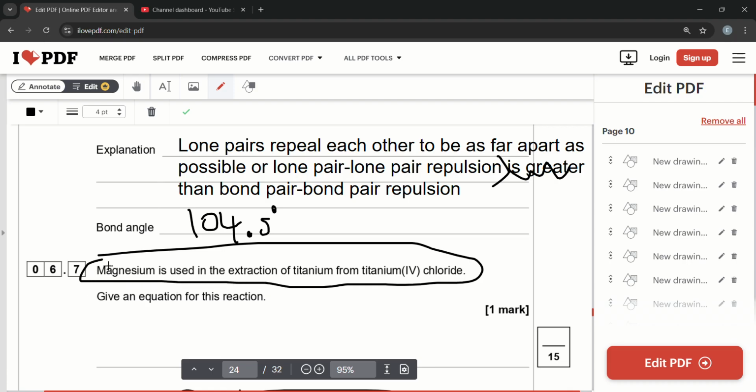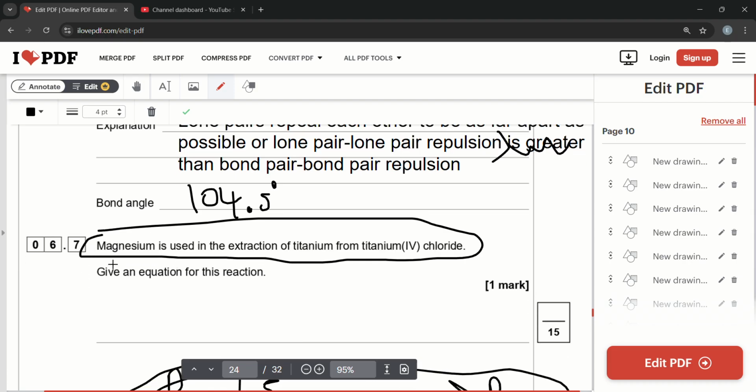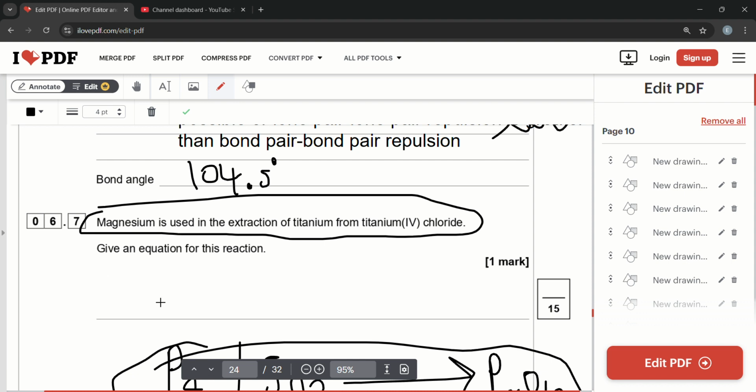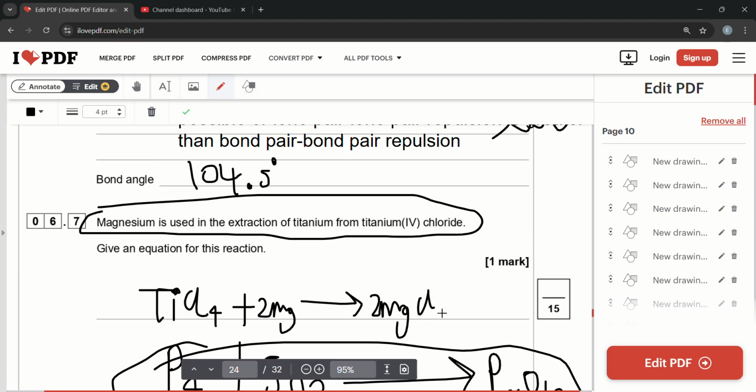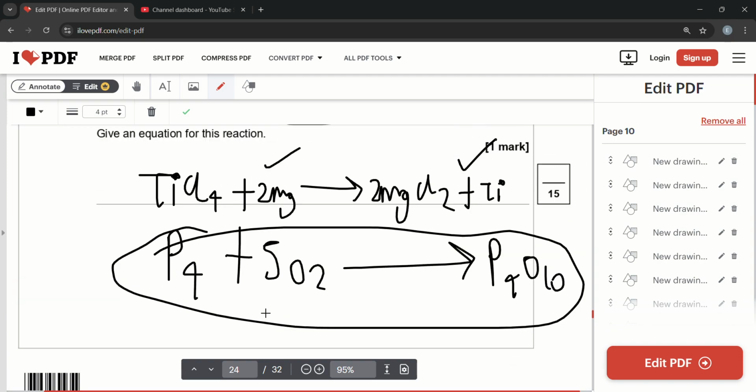Same way for this one. Magnesium is used in the extraction of titanium from titanium chloride. So what is it going to be? It's going to be TiCl4 plus 2Mg arrow 2MgCl2 plus Ti. TiCl4 plus 2Mg arrow 2MgCl2 plus Ti, and that is the end of question 6.